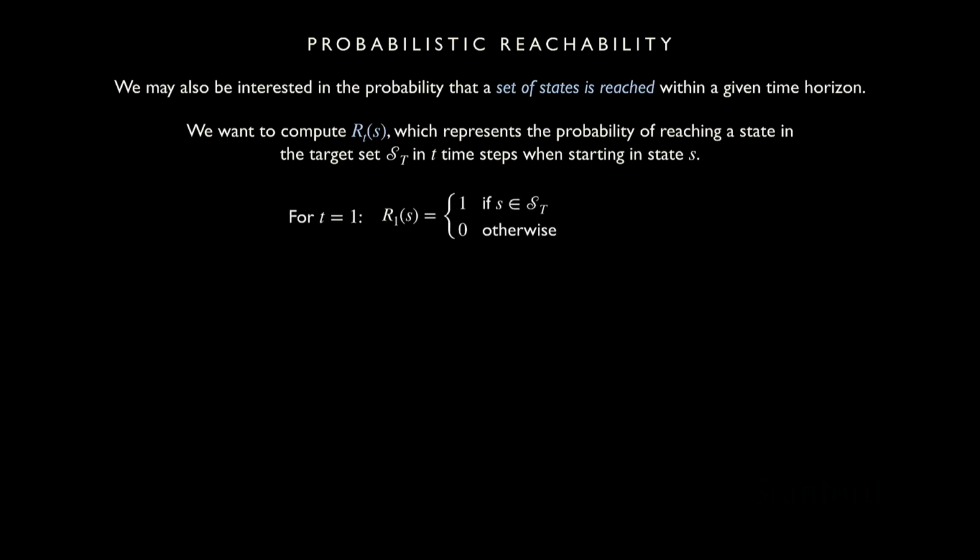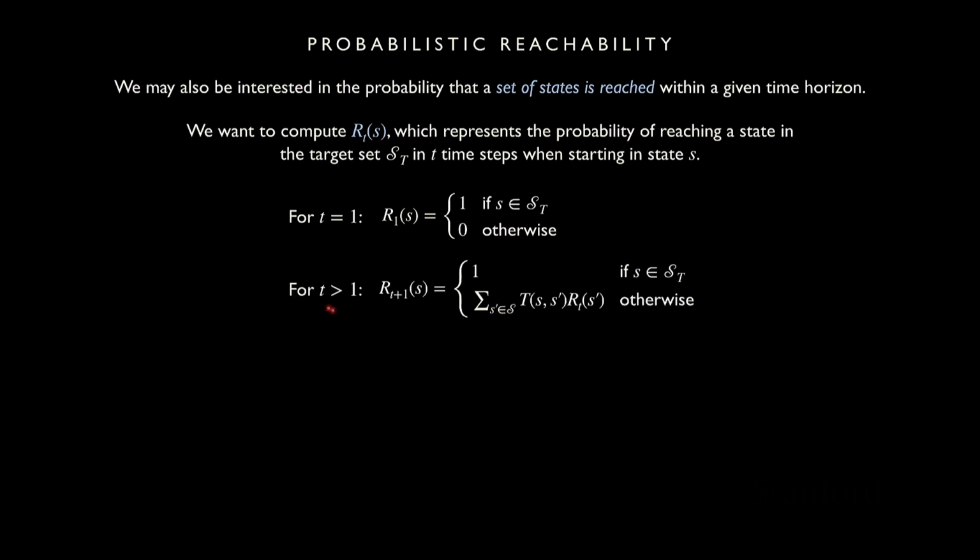And so we can again do this recursively. The idea here is if we just have one time step, so we only get to see where we currently are, then the probability that we reach a state in the target set will be 1 if we're already in the target set. And if we're not in the target set, we don't have any more time steps, and so it's going to be 0 otherwise. So we start with that.